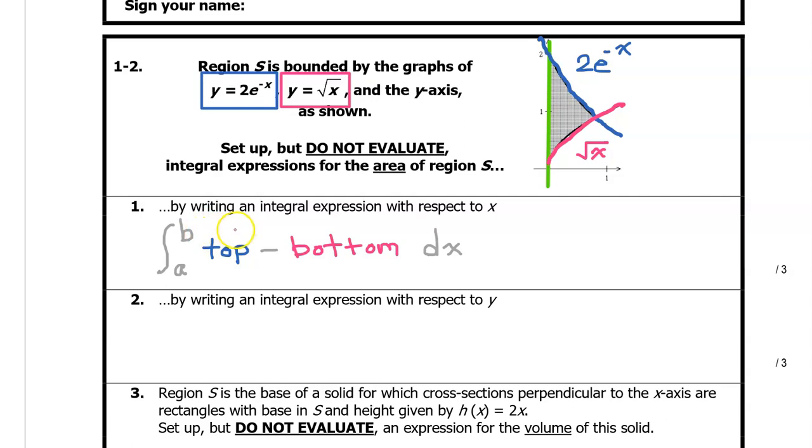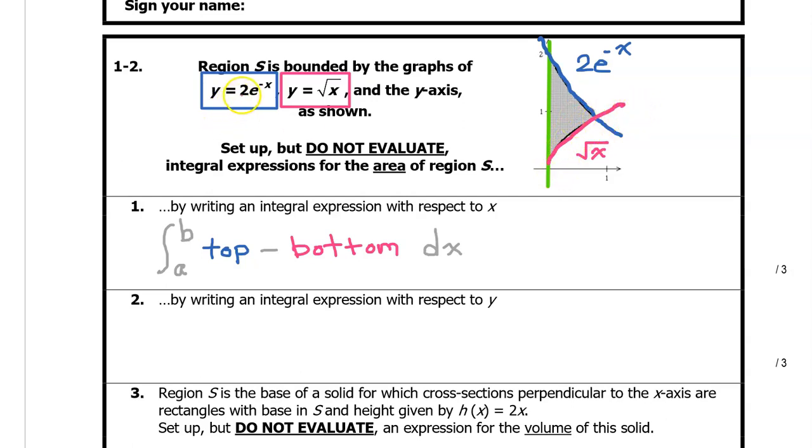For number 1, we must write an integral expression for the area with respect to x. So we will integrate the top function minus the bottom function. Notice that we knew that this red curve was the square root of x because we have memorized that y equals the square root of x has this shape to it.